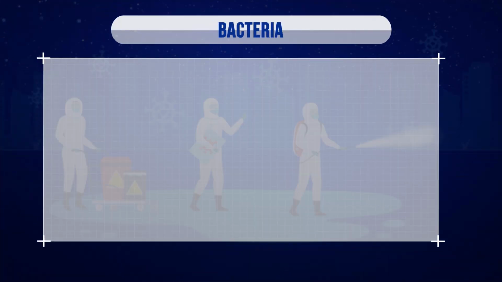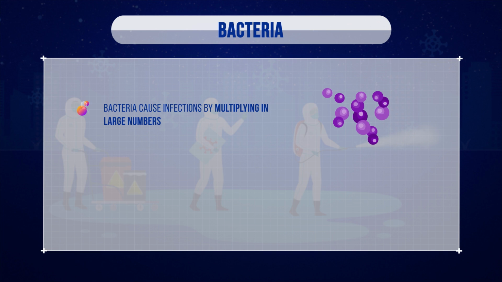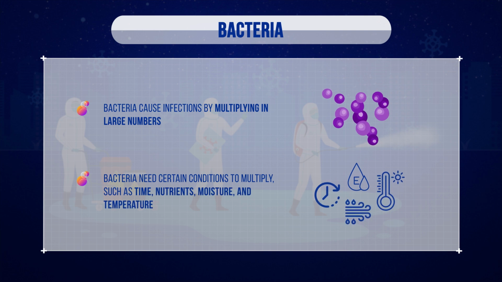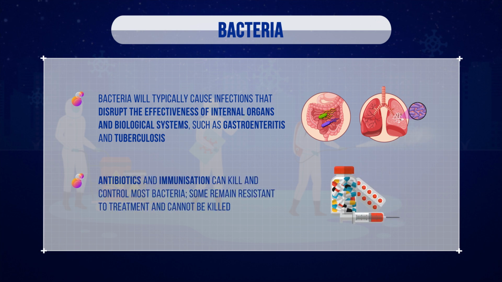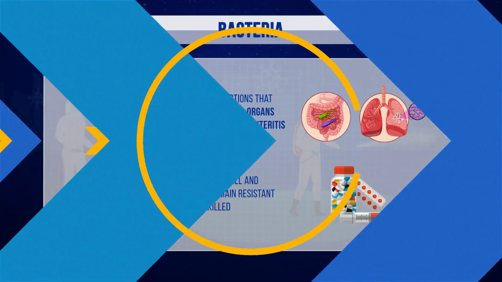The first one is bacteria. Bacteria cause infections by multiplying in large numbers. Bacteria need certain conditions to multiply, such as time, nutrients, moisture, and temperature. Bacteria will typically cause infections that disrupt the effectiveness of internal organs and biological systems, such as gastroenteritis and tuberculosis. Antibiotics and immunization can kill and control most bacteria. Some remain resistant to treatment and cannot be killed.